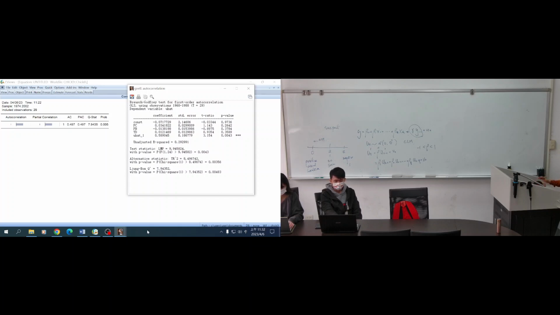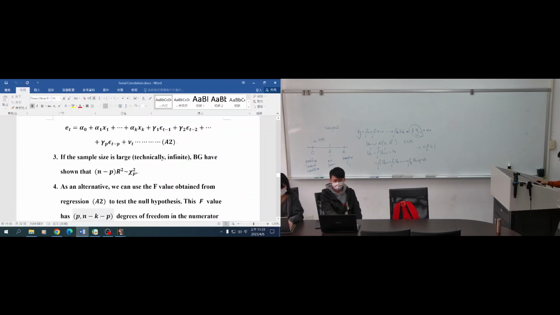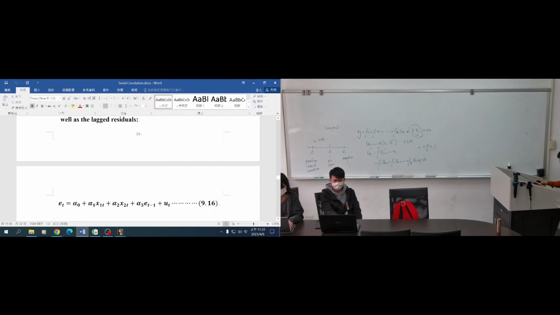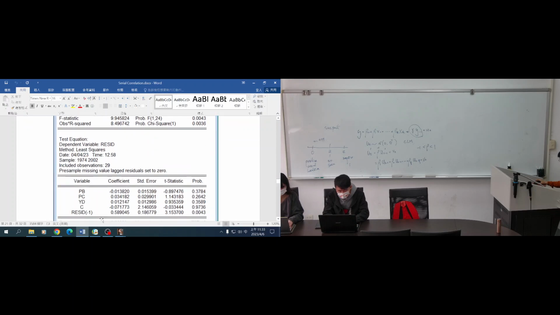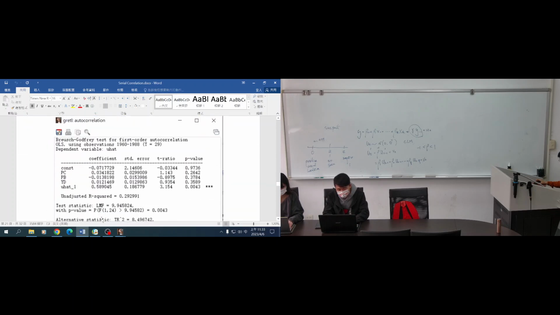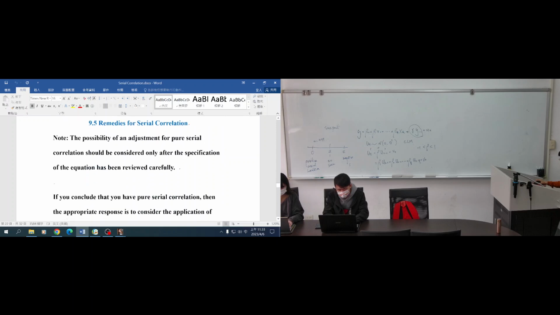So I'm through with how we diagnose the serial correlation problems. Then the last issue will be any remedies. So do we have any remedies? Okay, this is what I have. Remedies. So that will be our 9.5, remedies for serial correlation.